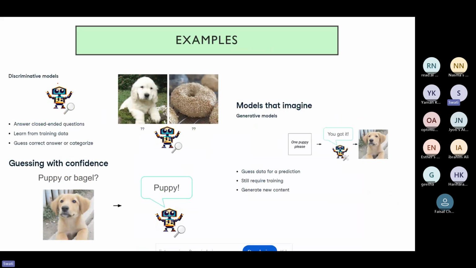So these are some examples. In the discriminator, we try to fool it by giving the images of bagels and puppies. So it may sometimes hallucinate as well if there is less training. But if you give a good amount of training data, then it can easily recognize that it is a puppy.